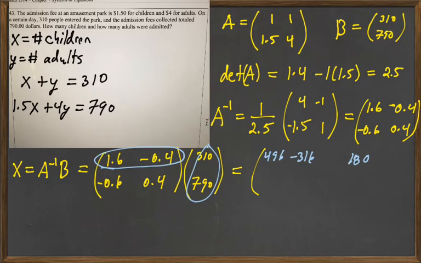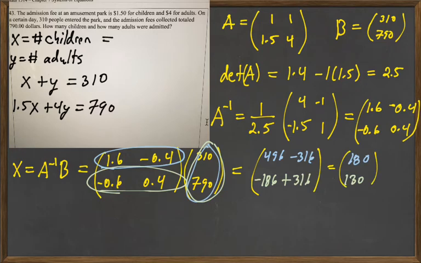And then we'll do row 2, column 1. So negative 0.6 times 310 will be negative 186 plus 0.4 times 790 will be positive 316. And so that'll be 130, so that's the number of adults there. Okay, and so that is inverse matrix method again, using it to solve a nice system of two equations and two unknowns. This time it happened to be an application.